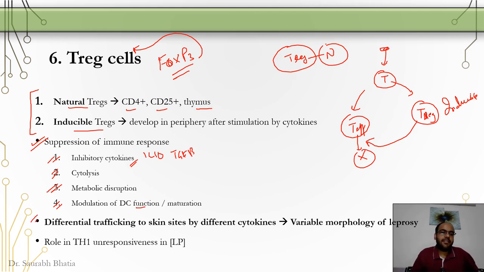And different types of regulatory T cells can be differentially trafficked to skin sites. That is why in subpolar lepromatous pole or in BL Hansen's, we see different types of morphology, different stages of evolution of lesions, because the activity of T regulatory cells is not uniform. It can act very well in one type of lesion while not so well in another type. And that is why you have the variable morphology seen in lepromatous pole. You're clear about that? So if there is unresponsiveness because of increased activity of Tregs, it leads to lepromatous pole because the immune system is not active properly.